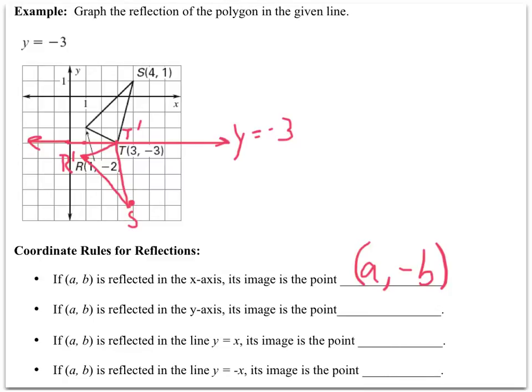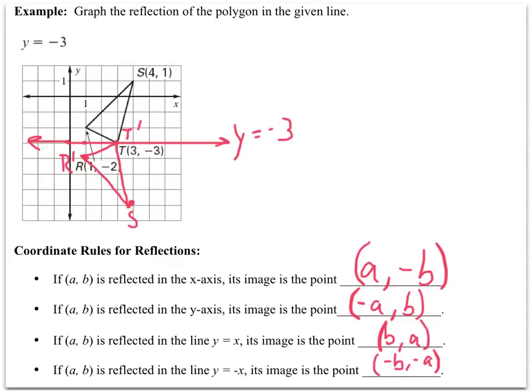Similarly, if now we're reflecting about the y-axis, a is going to change. The x value will change, but the y value will not change. So this becomes (-a, b). These last two I'm just going to list here for now, and we'll go over them a bit more extensively in class. If (a, b) is reflected across the line y equals x, the image is just the reverse, (b, a). You switch the x and y values. And then lastly, if you're reflecting across y equals -x, it's just (-b, -a).